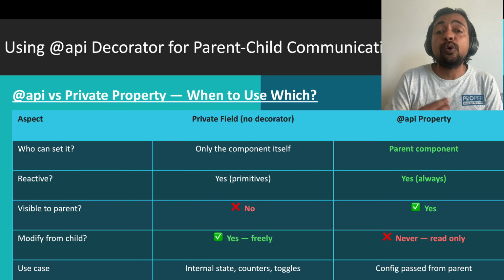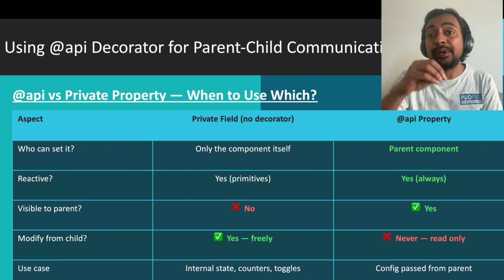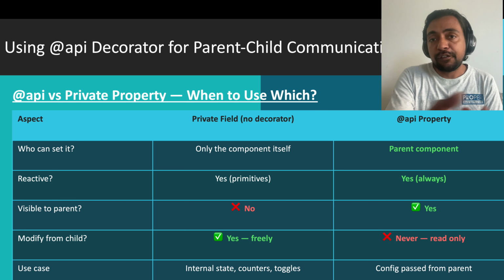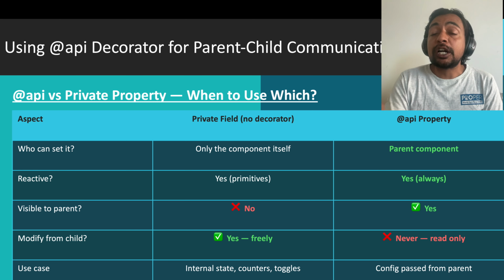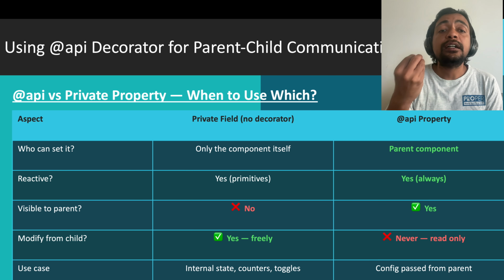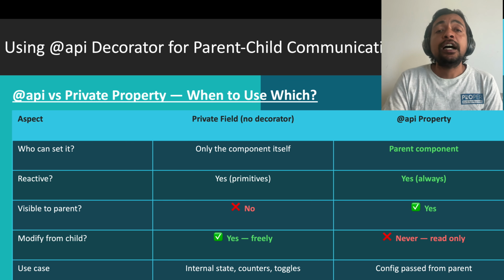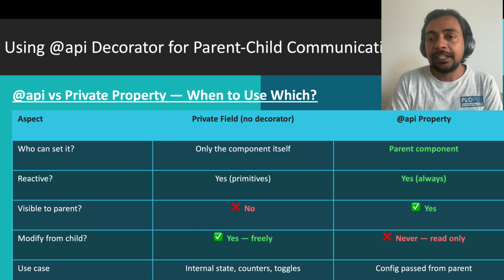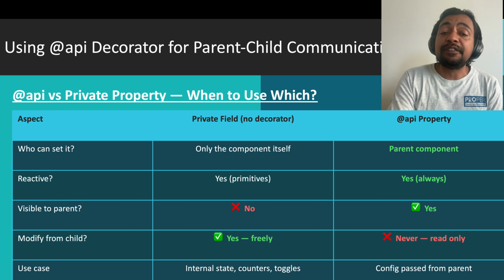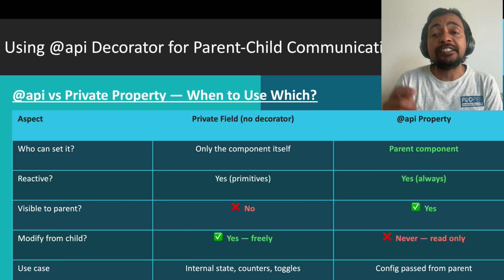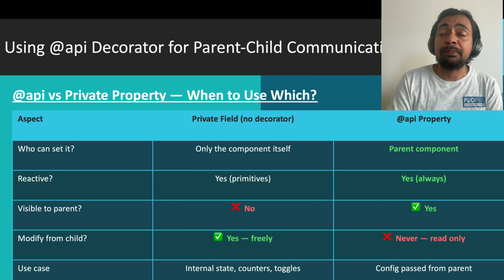If we talk about who can set a field with no decorator, only the component itself can set it. If you remember the status, it was not decorated. If we talk about @api, the parent component can set it. If we talk about no-decorator or private fields, they are reactive, yes, but only if they are primitive ones. But @api properties are always reactive. Private fields are not visible to parents, whereas @api properties are visible to parents.